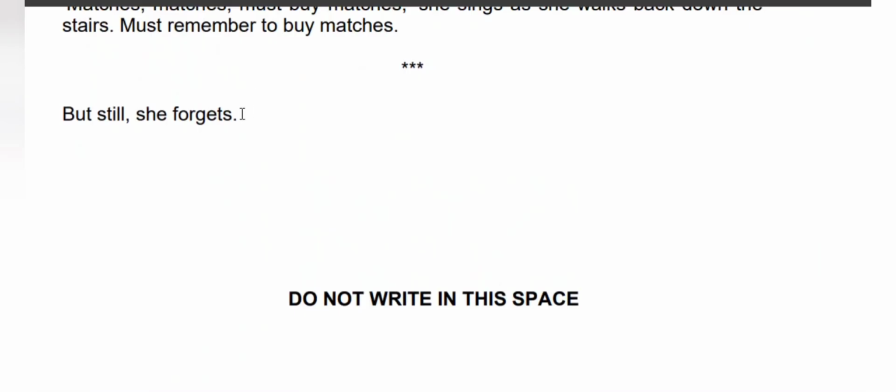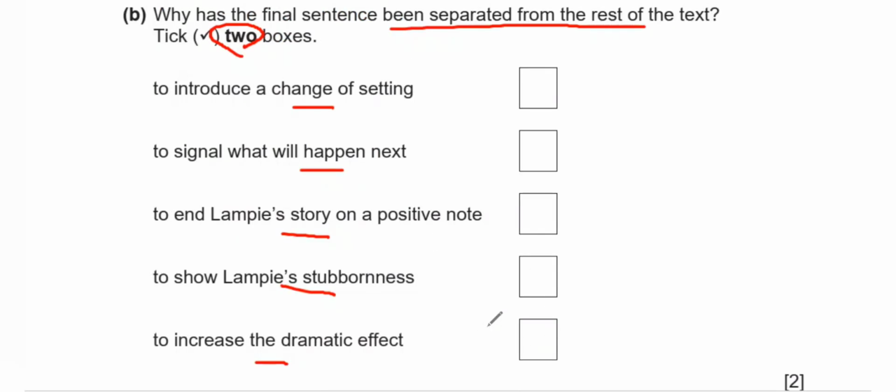Here it is, this one. But still, she forgets. Yeah, she still forgets everything. It has nothing to do with her stubbornness, no. Positive, no, has nothing to do with this. Change is nothing, a change. So it means what? What is going to happen? Like, to be continued, you know? Or, of course, dramatic effect, something like that.